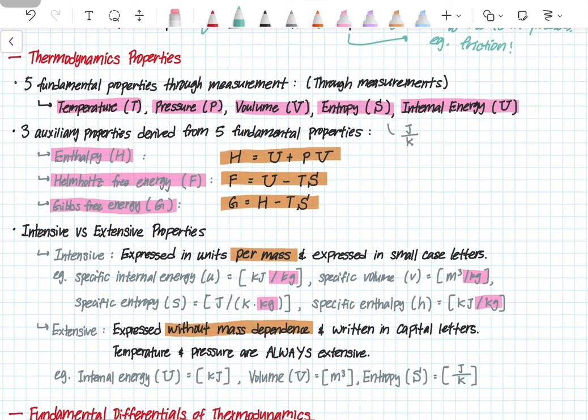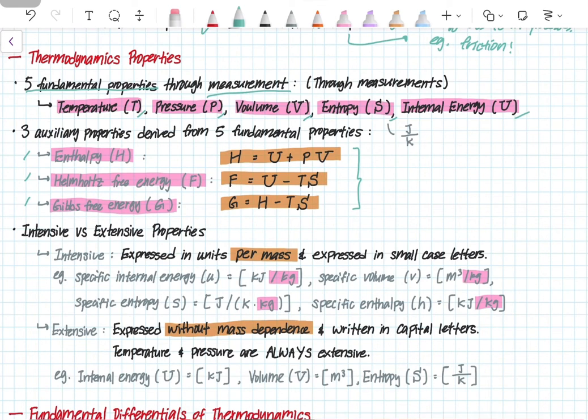So now let's go on to talk about some of the thermodynamic properties. There are 5 fundamental properties that are obtained through measurement. And they are temperature, pressure, volume, entropy, and finally internal energy. And from these 5 fundamental properties, we obtain 3 additional properties that have been derived from the prior 5. And they are enthalpy, the Helmholtz free energy, and the Gibbs free energy. And they are defined in these 3 equations.